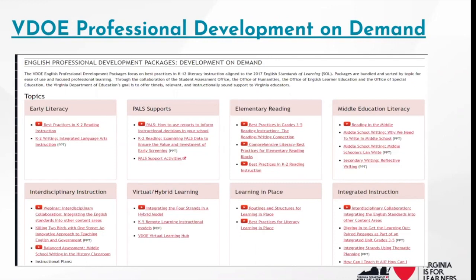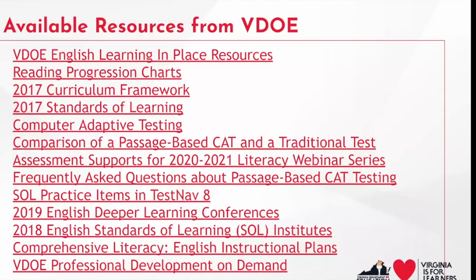This is our professional development on demand that's on our site, and this is actually grouped. We grouped all of our webinars, our PowerPoints, and our instructional plans based on topics that might be interesting or you might need support on. So please check these out. Again, the link is in here. And here they all are, including the progression charts, your framework, a couple of assessment links, all of our 2017 and 2018 English standards and institutes and conferences, because that's when we started really pushing the supports for the 2017 standards.